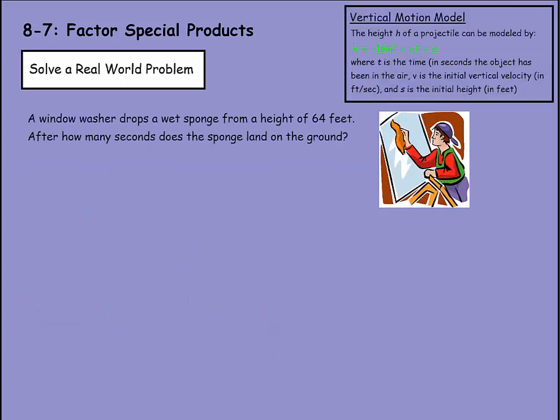Let's solve a real-world problem. It says a window washer drops a wet sponge from a height of 64 feet. After how many seconds does the sponge land on the ground? So here we could plug these numbers into the vertical motion model that we've used before. We have h equals negative 16t squared plus velocity times time plus the initial height s. So it says the window washer drops it from a height of 64 feet, so that's where it starts.